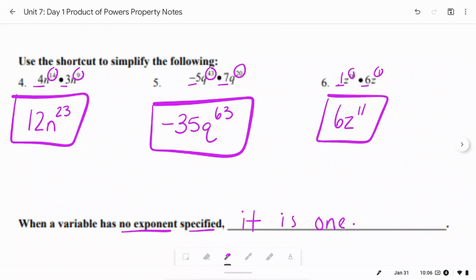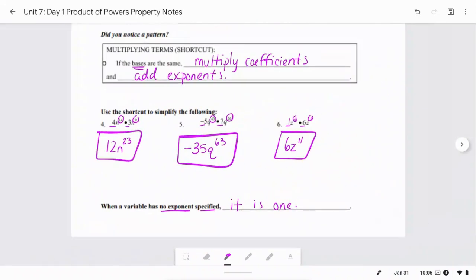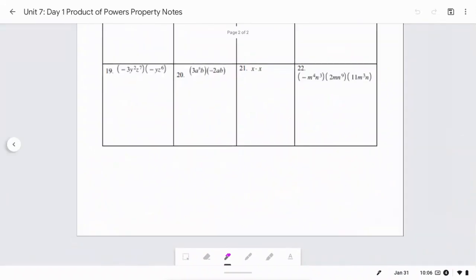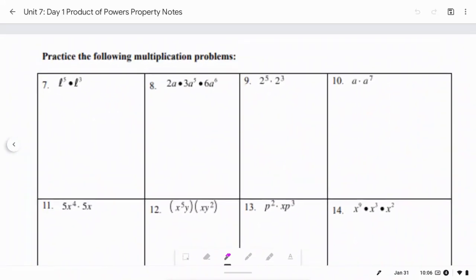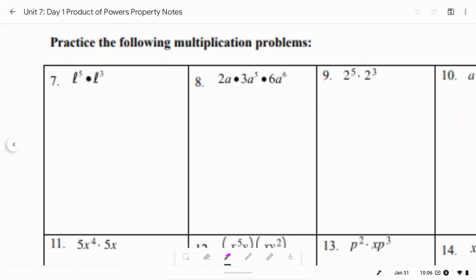Okay, so let's try the examples on the back. These are going to be very similar to the homework problems. So just make sure you ask any questions to your teacher if you are confused on any of these. In number 7, they have the same base. So again, we're just going to add those exponents. So that would be L to the 8th power.